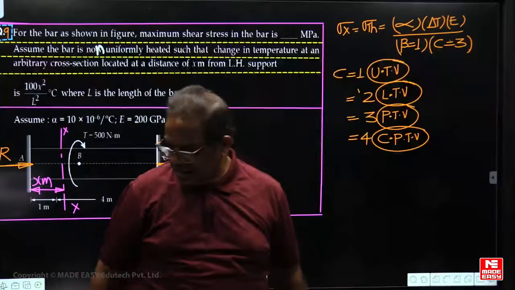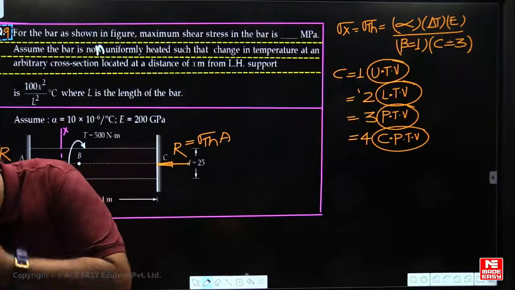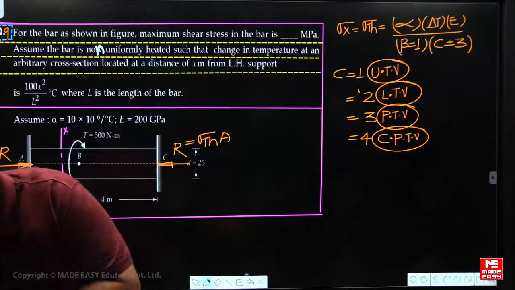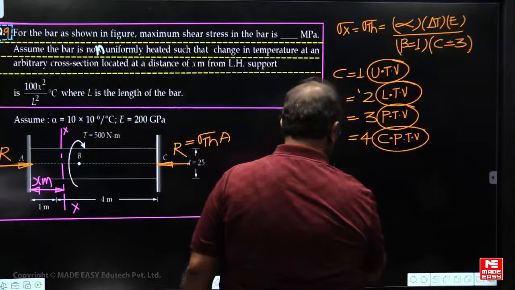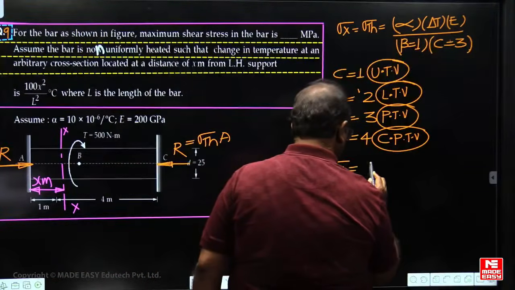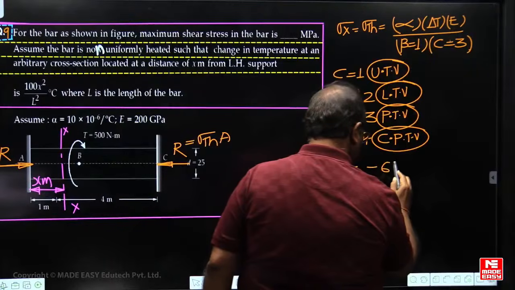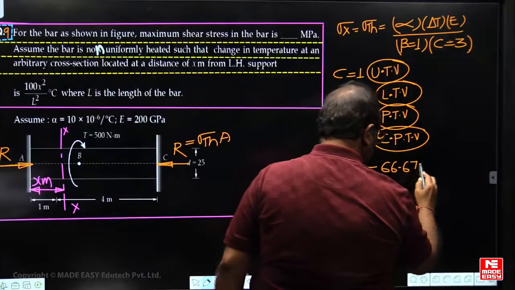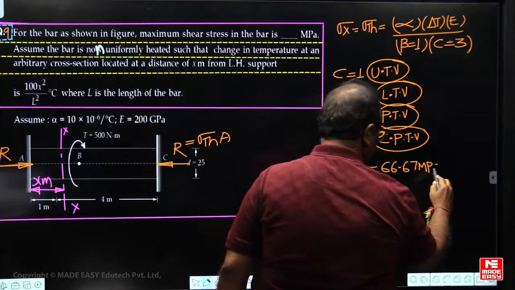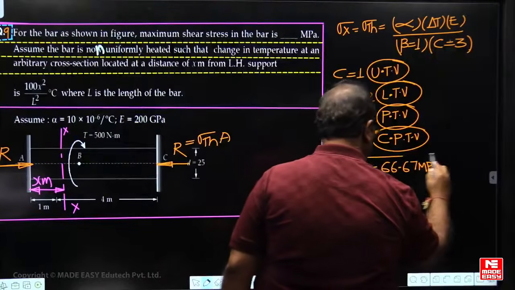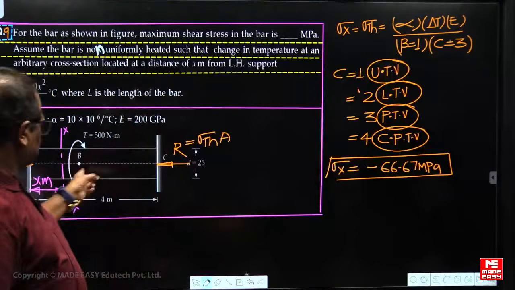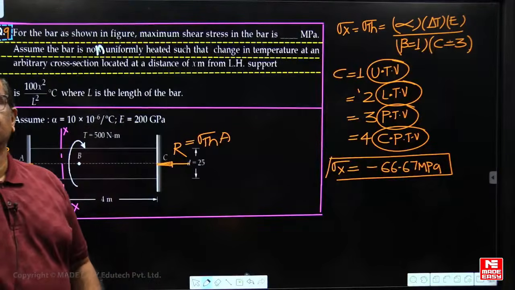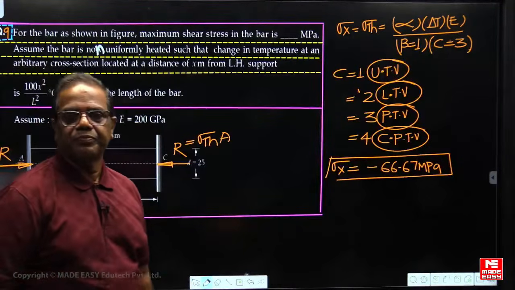Now you can calculate this value. Then this thermal stress you are getting is 66.67, minus means compressive. Minus means compressive. Then due to the twisting couple, what will you get? Torsional shear stress you will get.